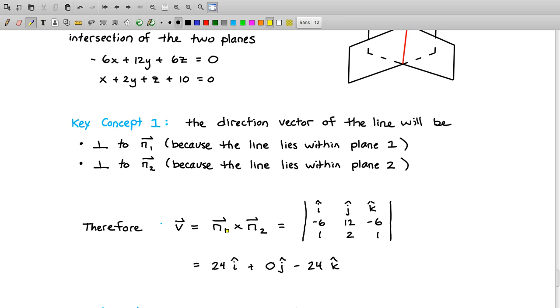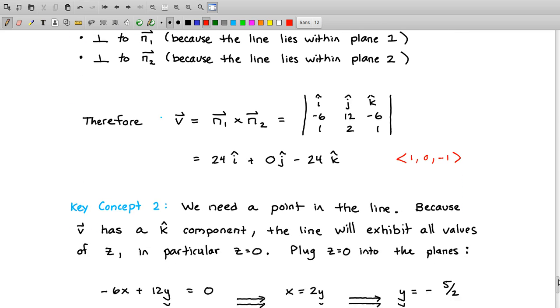So I compute n1 cross n2, and I get a direction vector v. Here, 24i minus 24k. Again, the direction vector of a line does not need to have any certain magnitude. So if you prefer, you could simplify this down to be simply 1, 0, minus 1, which is an acceptable direction vector. It is also perpendicular to both n1 and n2.